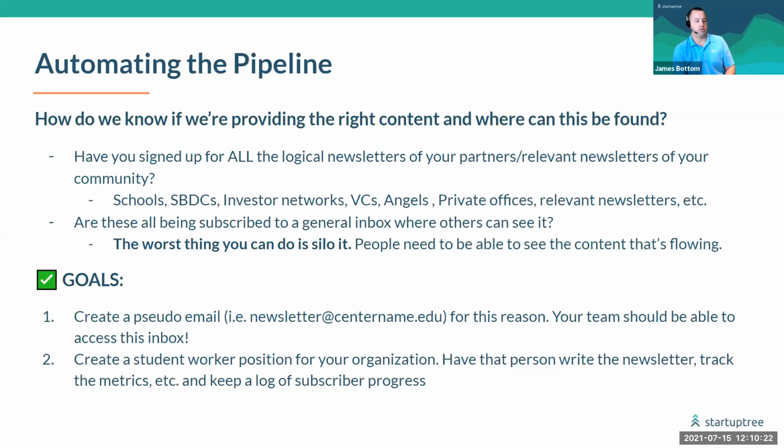If you have a really small center, it can be challenging to get the right type of content that people want, right? And if you're a small team and you can't do all the events yourself, one of the easiest things that I do is sign up for all of the various logical newsletters out there, from your school, the SBDCs or the regional networks around you, investor networks, VCs, angels, relevant newsletters. All of these can help find the right types of content that you should be putting in either your social media feeds or especially your newsletters.